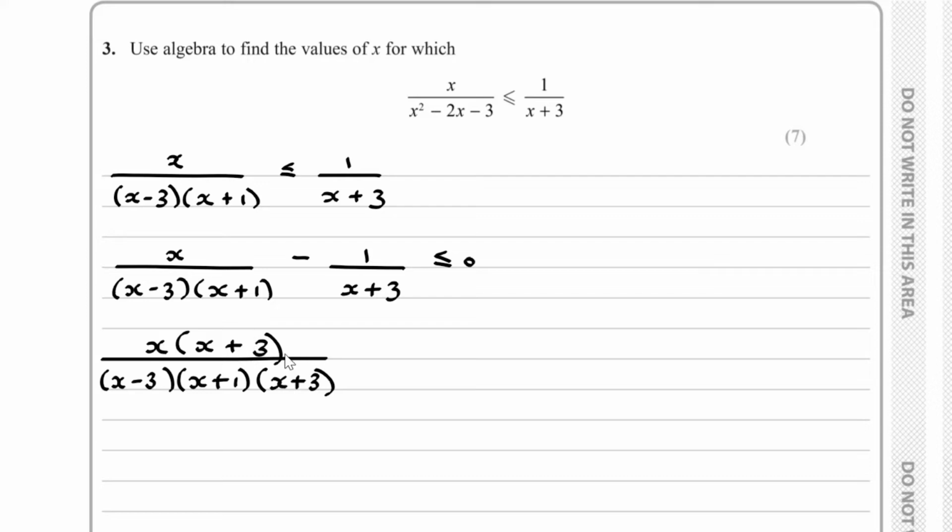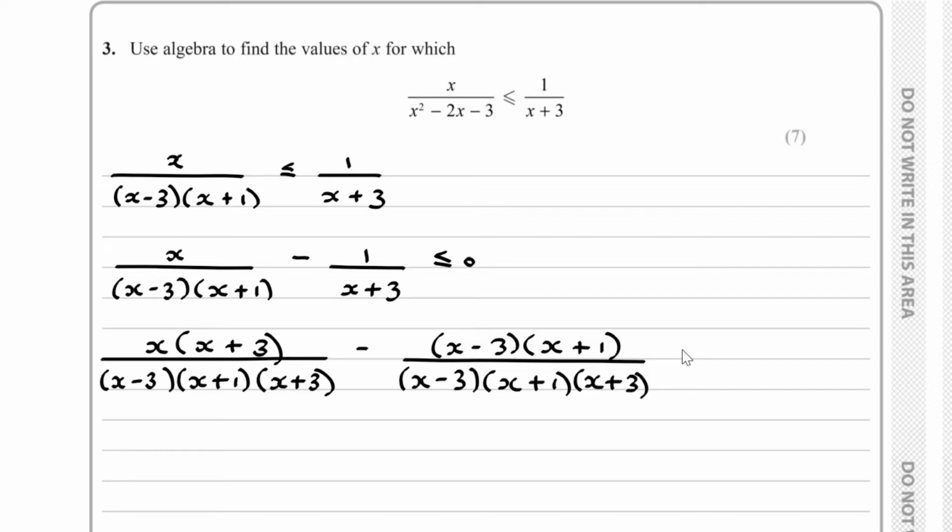Okay, the x plus 3's cancel on the top and the bottom to give the x over x minus 3 lots of x plus 1. And this term over here, this is the same as x minus 3 lots of x plus 1 over x minus 3 lots of x plus 1 lots of x plus 3. Okay, and this is less than or equal to 0.